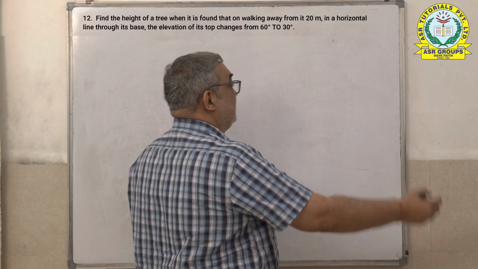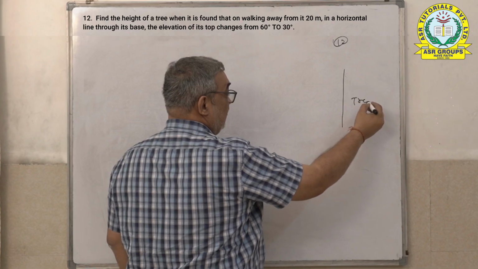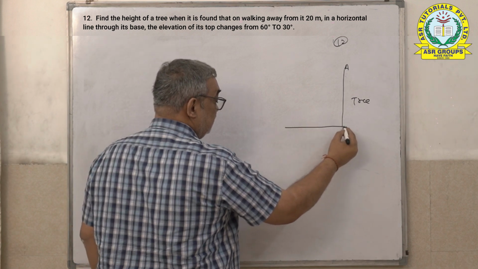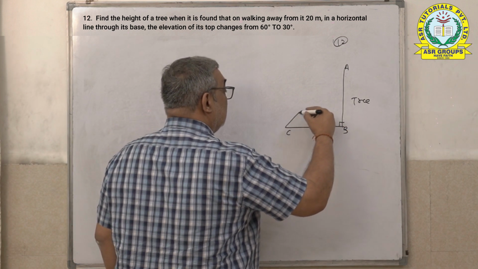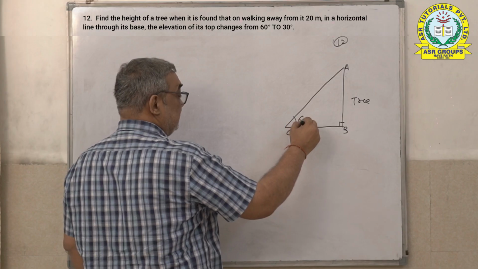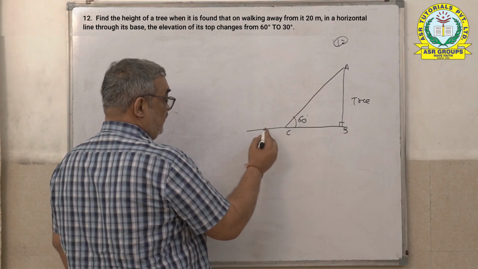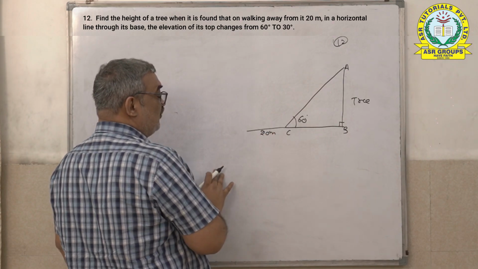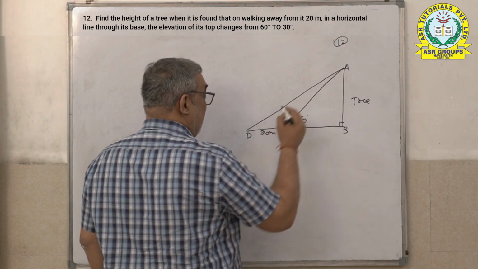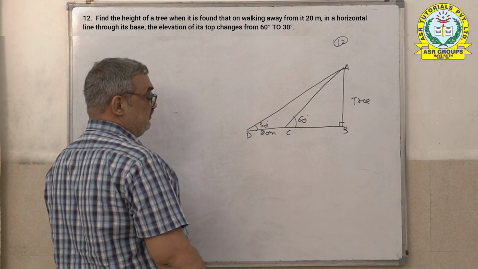Welcome to sum number 12. This is a tree. A person stands here. When he saw the angle of elevation, it is 60. He moved 20 meter away from that place. Again he saw the angle of elevation is 30. Find what is the height of the tree.